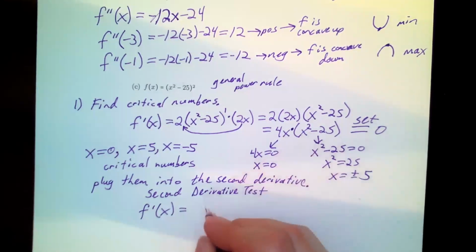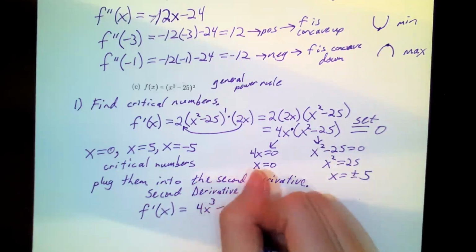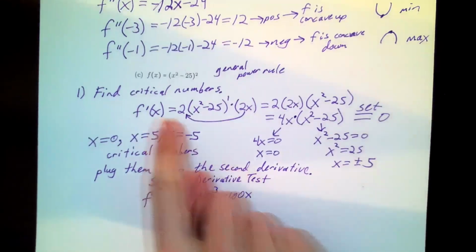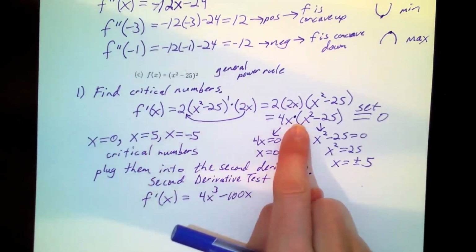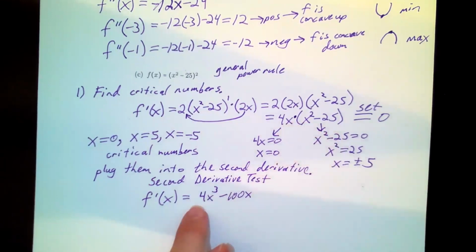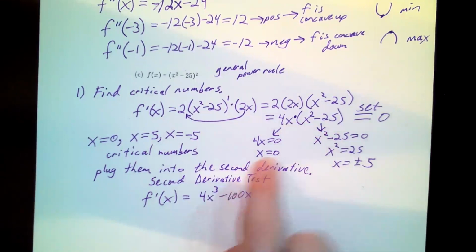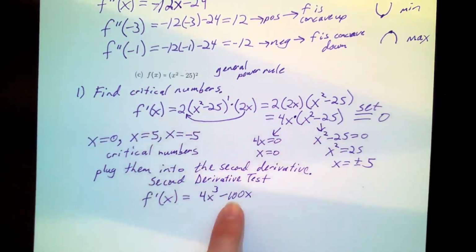4x times x squared is 4x cubed, and 4x times minus 25 is minus 100x. So I wanted to take the derivative of this, but I don't want to have to use a product rule, so I'm multiplying it in down here, so that now my first derivative just looks like a polynomial. I'm simplifying it down a little bit here.